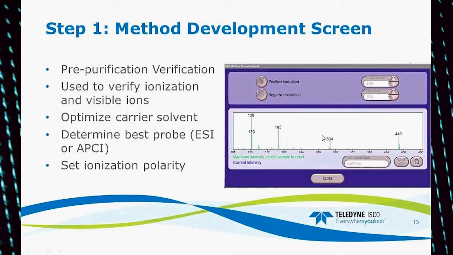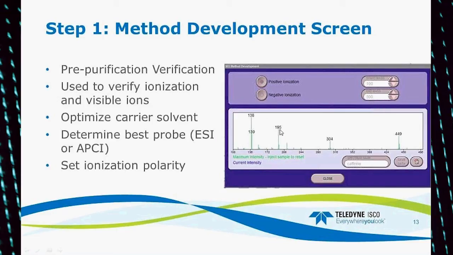So in this screen, the other thing that we can do is set the starting mass and ending mass. Our mass range is anything from 50 Dalton to 1200 Dalton. Typically we run 100 to 1200. If you want to look at just a smaller range, in this example we've set 100 to 500 as the range that we're looking at.